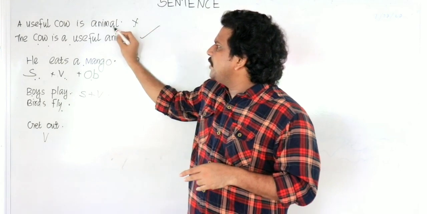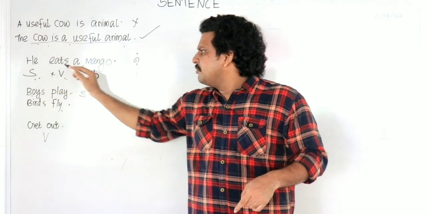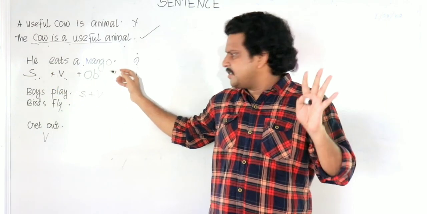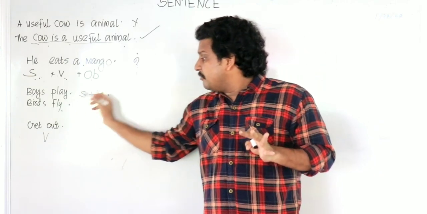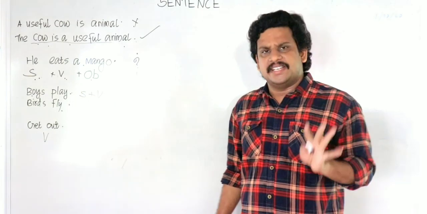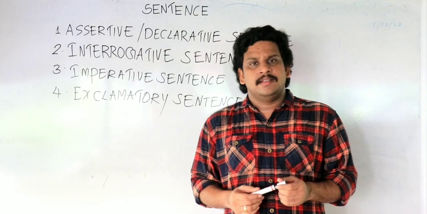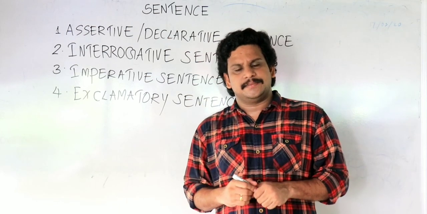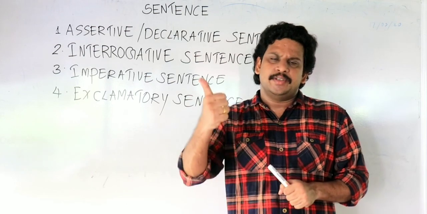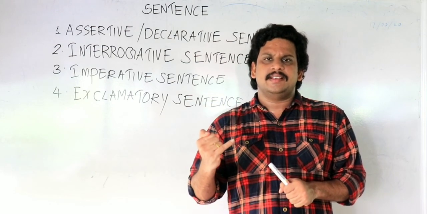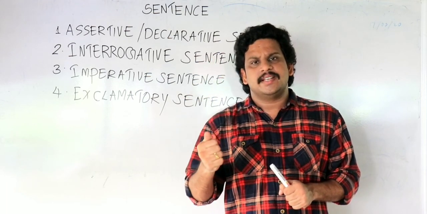So sentence is a group of words which makes a complete sense. A sentence consists of subject, verb, object. Am I right? Then subject and verb itself constitute a sentence. Sometimes verb itself can constitute a meaningful sentence. Okay? There are different kinds of sentences. Actually, there are 10 types of sentences in English. Assertive, interrogative, imperative, exclamatory, simple, complex, compound, compound complex, positive sentence, negative sentence.